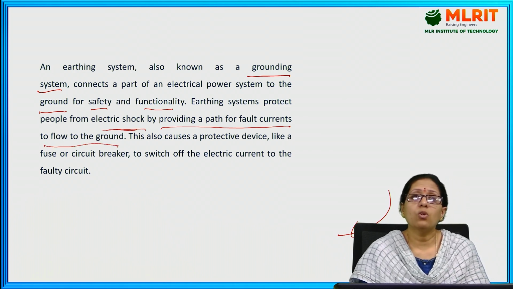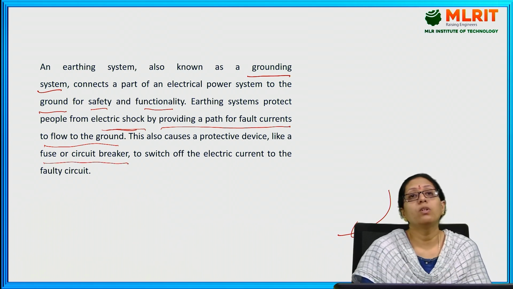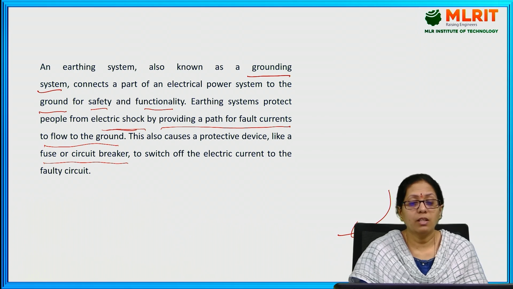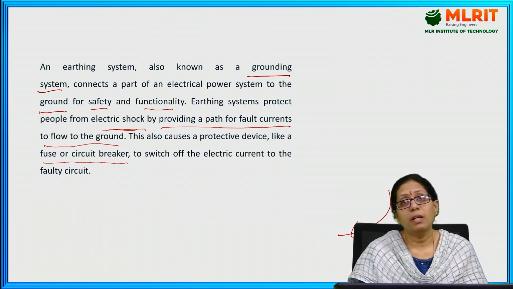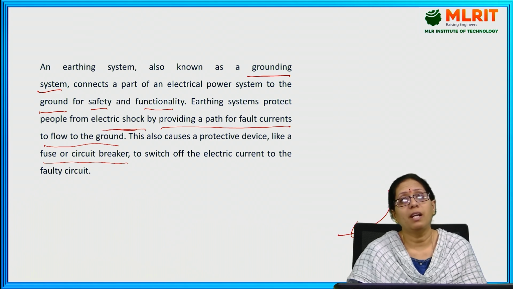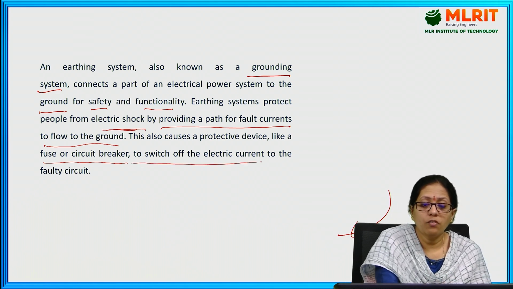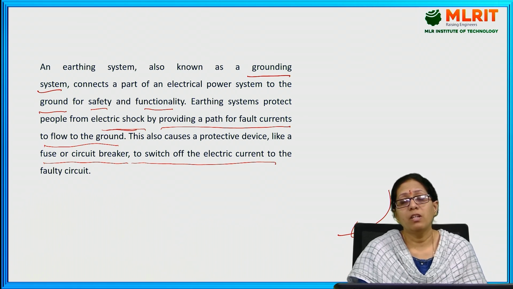This also causes a protective device like a fuse or a circuit breaker to operate. Fuse as well as circuit breakers are also protective devices. In the same manner, the earthing system is also one kind of protection device. It is also used to switch off the electrical power during the fault condition.